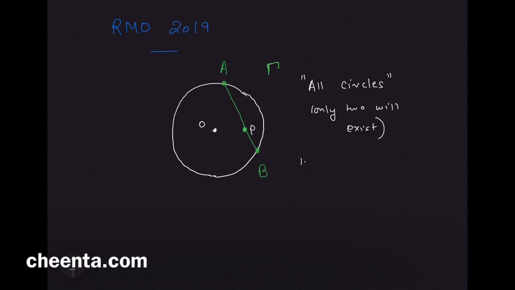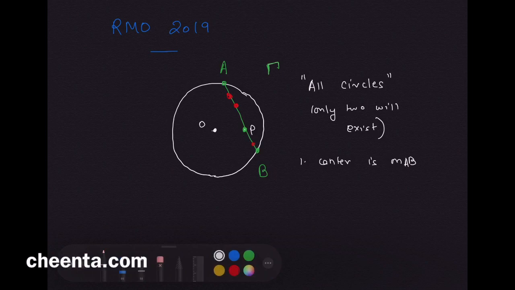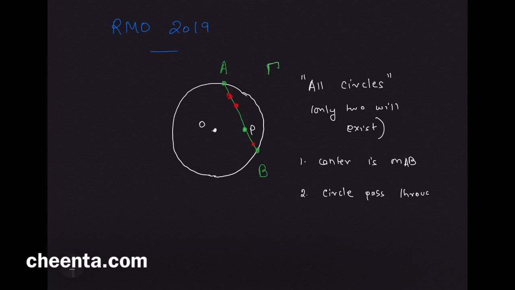The first one is the center is on AB. So the center will be somewhere here, or it could be here, and so on and so forth. So the center is on the line AB, on the segment AB. The second condition is the circle passes through P. So it's definitely passing through P like this.